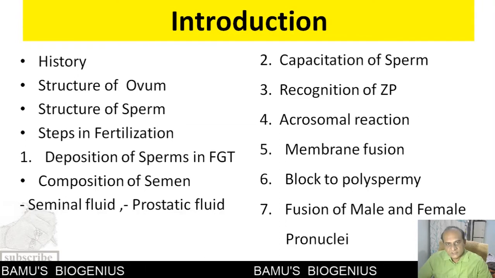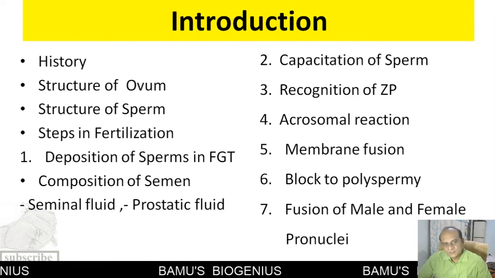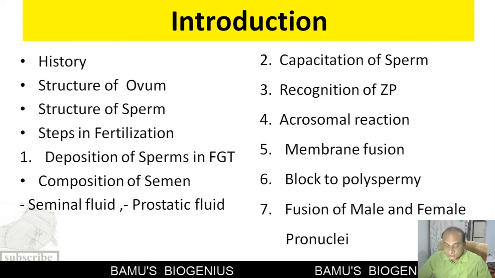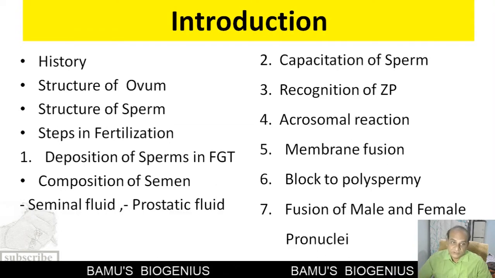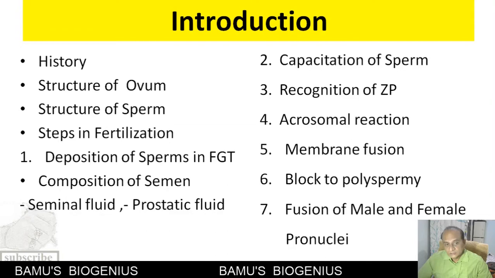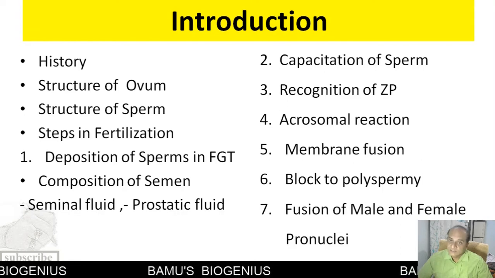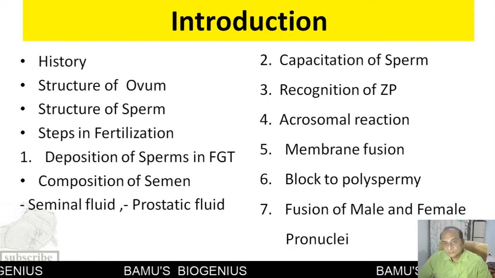See, this is the first slide about introduction. We will discuss history of fertilization, then the structure of an ovum, then sperm, then steps in fertilization. First point is deposition of sperm in female genital tract. In this, we will discuss the composition of semen, what is seminal fluid and prostatic fluid. Then the next point will be capacitation of a sperm.